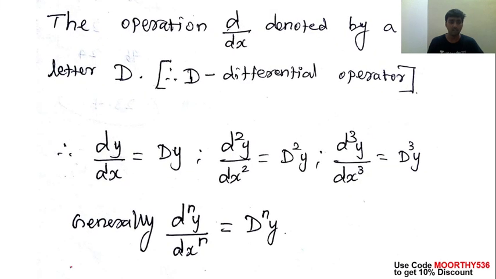What we are doing here is replacing d divided by dx. The operation d divided by dx is replaced by a single letter called the differential operator, capital D. Here dy divided by dx is replaced by capital D into y, and d square y divided by dx square is equal to capital D square into y. D cube y divided by dx cube is equal to D cube into y. Generally, d^n y divided by dx^n is equal to capital D^n into y, because the term capital D stands for the differential operator.